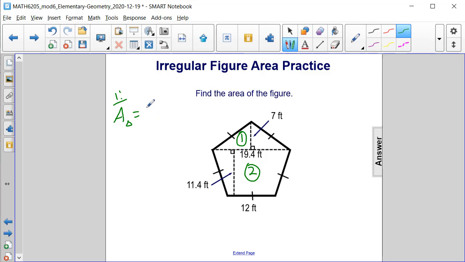Area of a triangle is 1/2 times its base, which is 19 4/10, times its height, which is 7. And if we multiply these together, we get an area of 67 9/10 square feet.